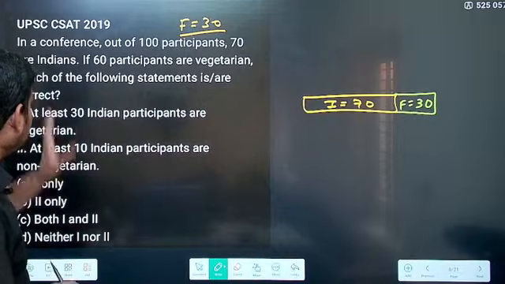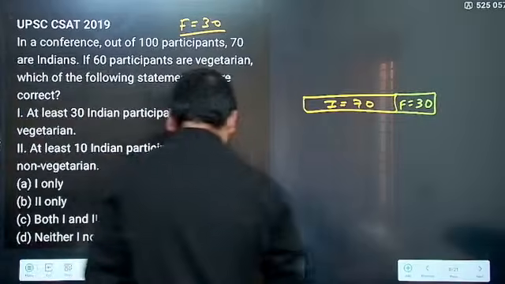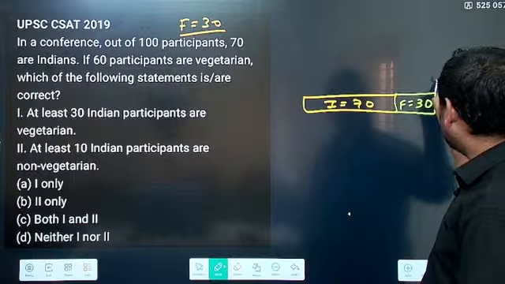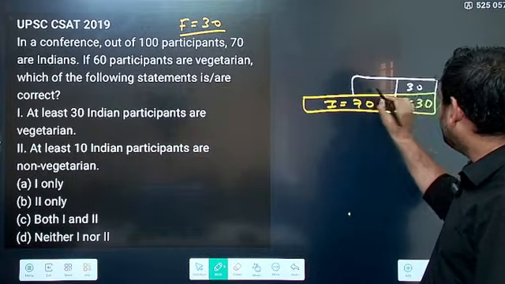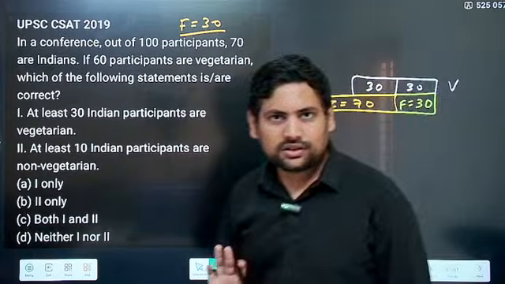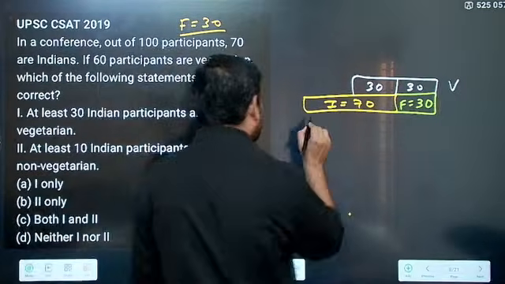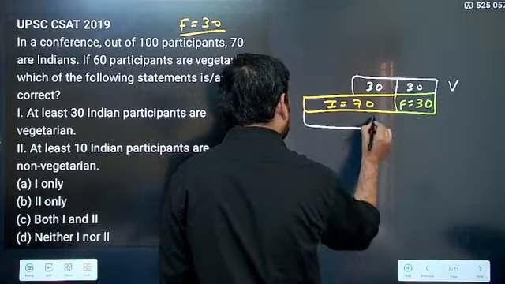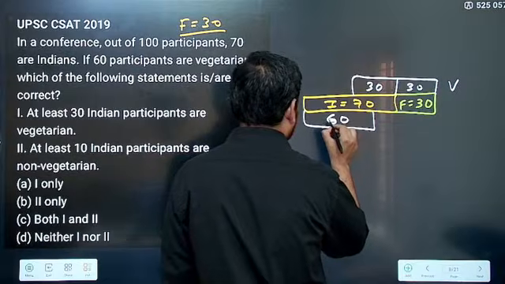Now it says if 60 participants are vegetarian, then which of the following is correct? Now I will draw vegetarian people. So one way is drawing. I start from here. I have to go till 60. So I must cross this. 30 will be here and 30 will be here. Correct? This is vegetarian people. Simple. Then you start from here, draw the same thing. Now I don't have to cross Indians. Why? Because I only have to go till 60. So I go till here, and this becomes directly 60.